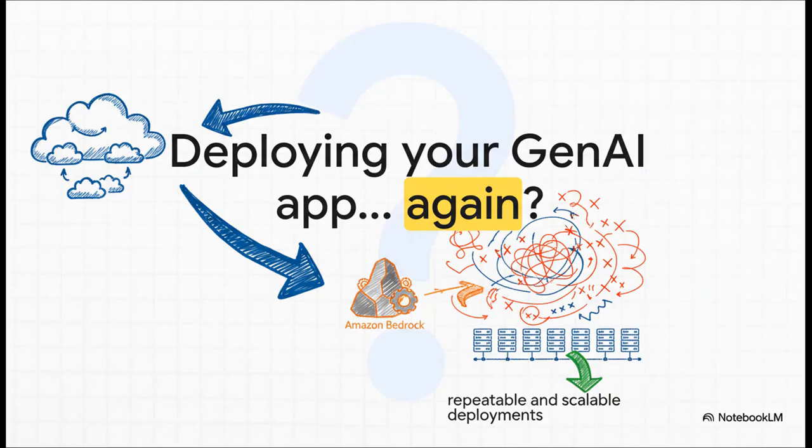Let me paint a picture for you. You've just built this amazing Gen AI app using Amazon Bedrock. It's running perfectly in your dev environment. Awesome. But now, you've got to deploy it to staging, and then to production. Oh, and maybe another environment for a new client. Sound familiar? I bet it does.